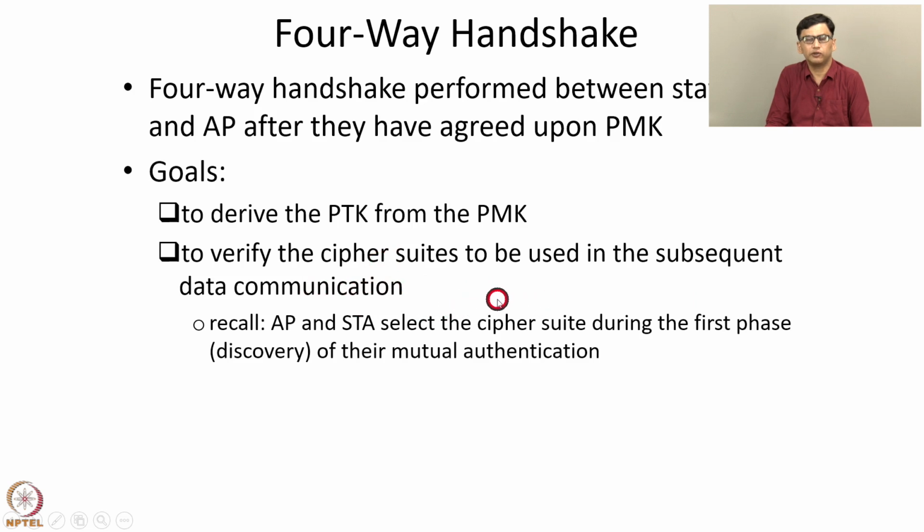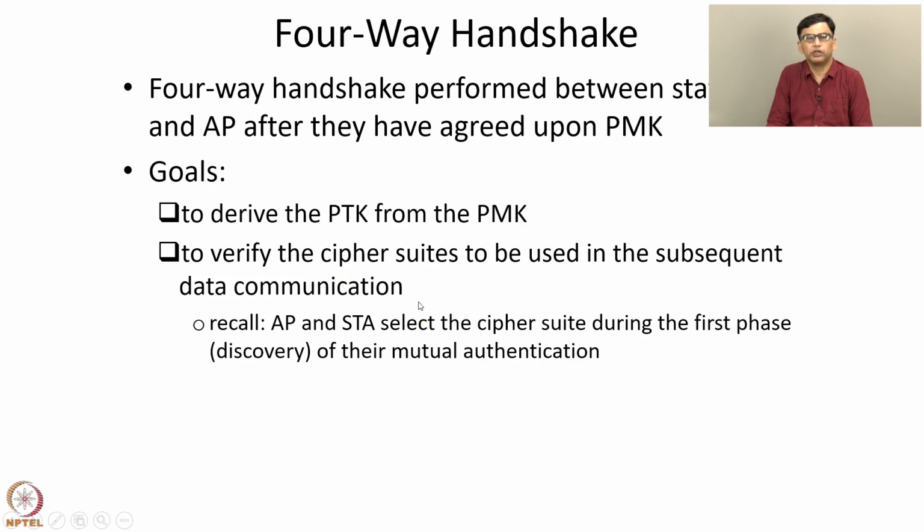So, in particular, the access point transmits a beacon in which the supported authentication and encryption algorithms are included, and then the station selects one authentication algorithm and one encryption algorithm from this list. So, the access point and station select the cipher suite during the first phase, or discovery, of their mutual authentication, but these have not been securely exchanged.